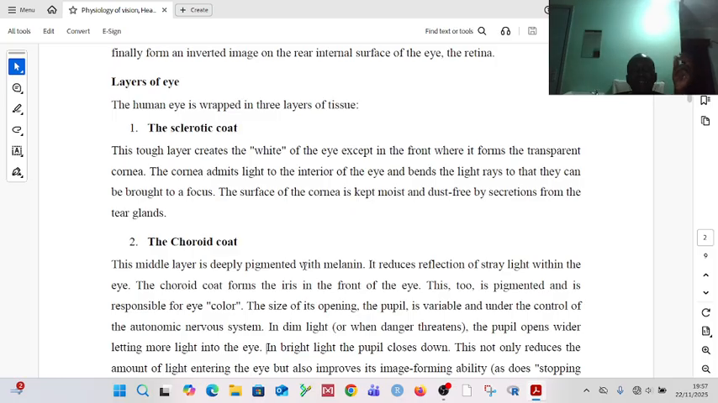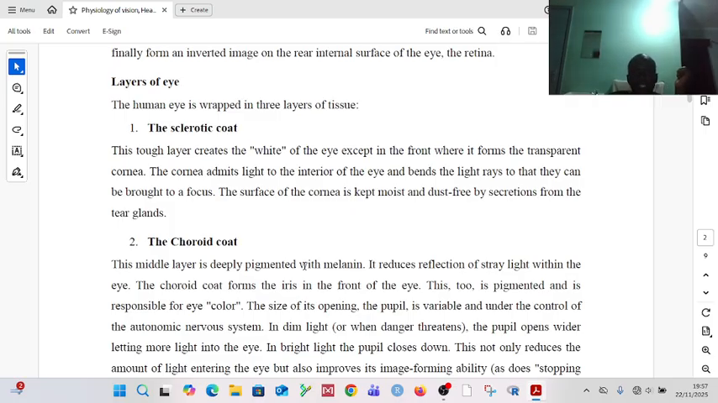The work of keeping the surface of the cornea moist is done by the tear glands. So the tears, we always have them because those are the tear glands. They secrete this liquid, this fluid. Then that fluid helps in keeping the surface of that cornea moist and dust free.